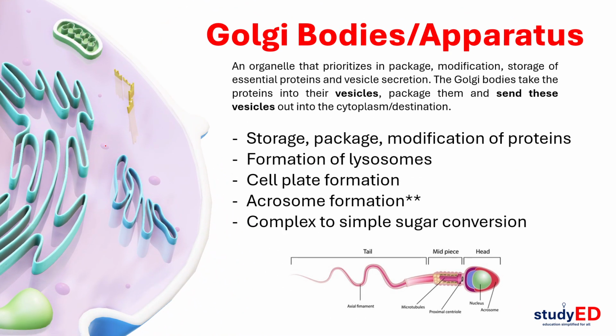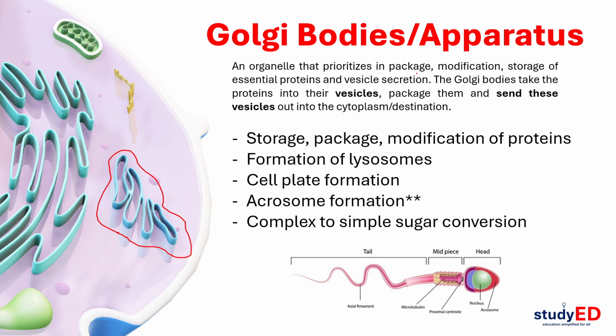Now, Golgi bodies. This is a singular Golgi body. Now, what is its usage? An organelle that specializes in packaging, modification and storage of essential proteins and vesicle secretion. Primary function, remember? Package, modification and storage of proteins.